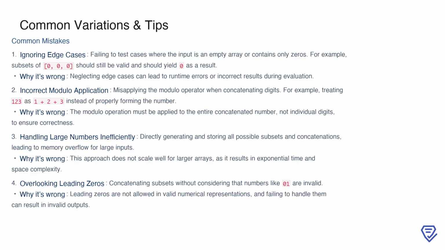Another frequent issue is misapplying the modulo operator when combining digits. Instead of forming the number correctly, some solutions treat the digits as individual values, such as interpreting 123 as 1 plus 2 plus 3. To ensure correctness, the modulo operation must be applied to the fully concatenated number.